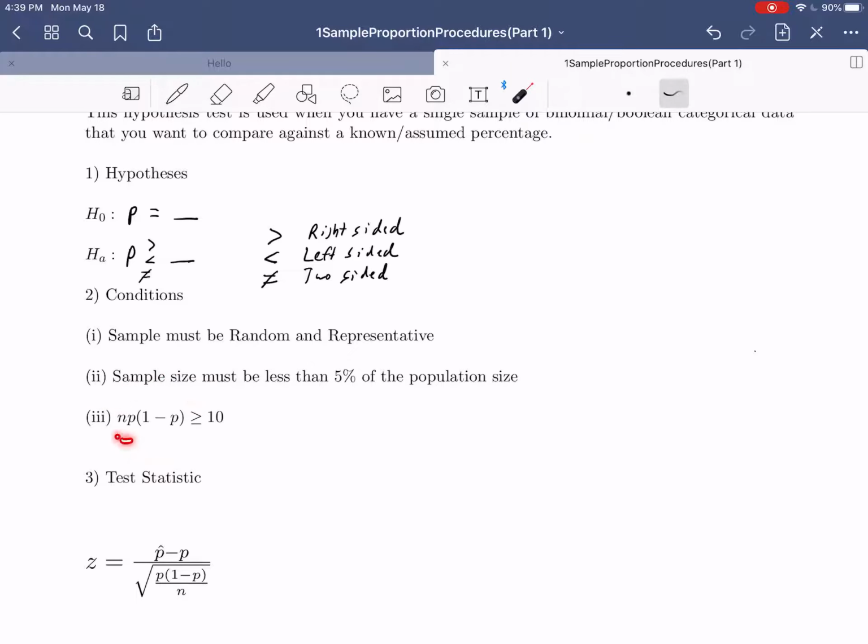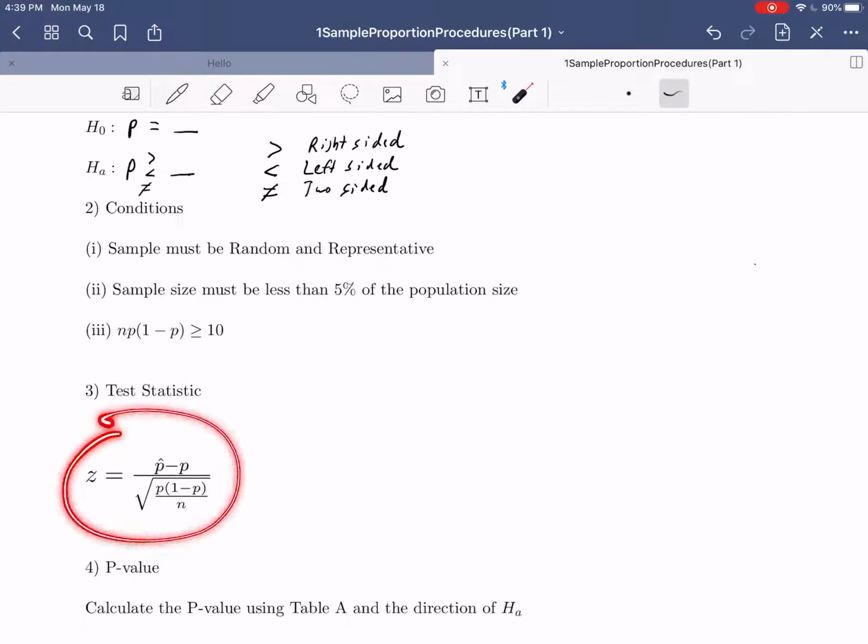We actually used this condition before when you guys learned the normal approximation to the binomial, and it's actually the exact same condition. What you need to check here is that your sample size times your null hypothesis times 1 minus the null hypothesis has to be greater than or equal to 10. So just keep in mind that the p referenced in here is exactly what's coming from that null hypothesis up there.